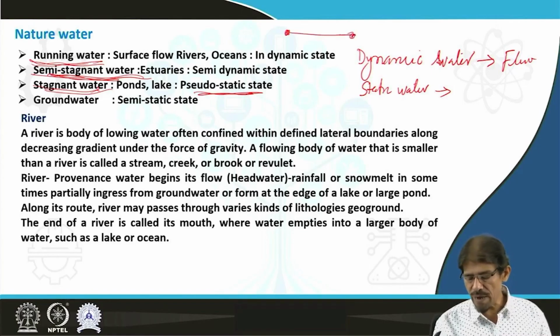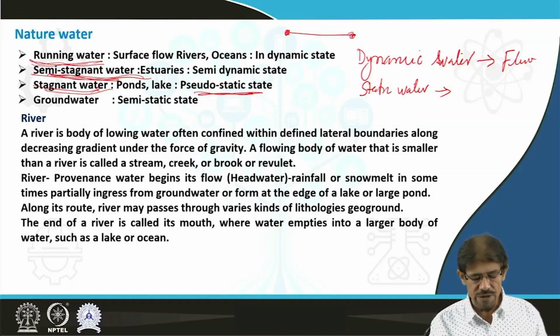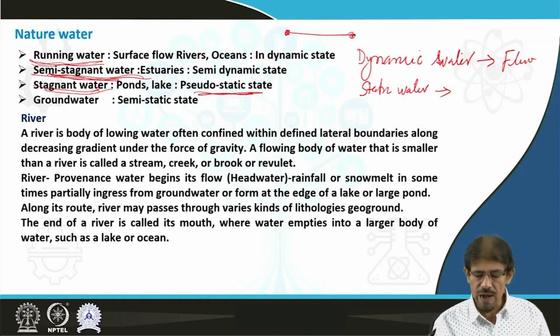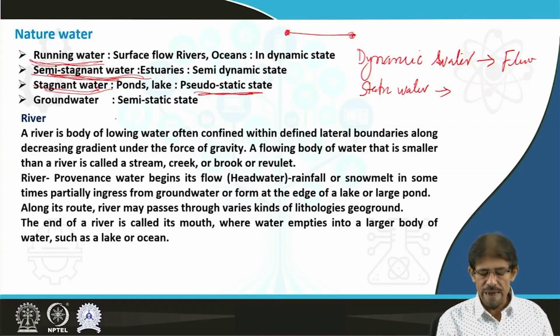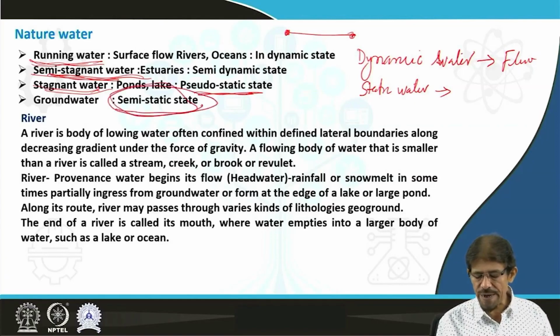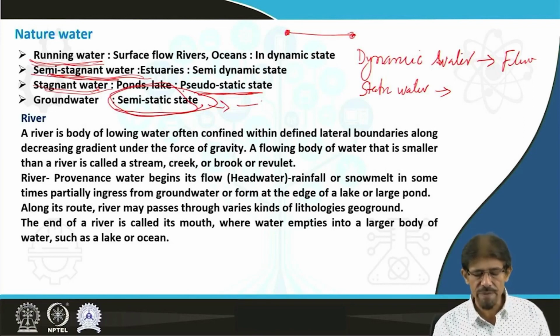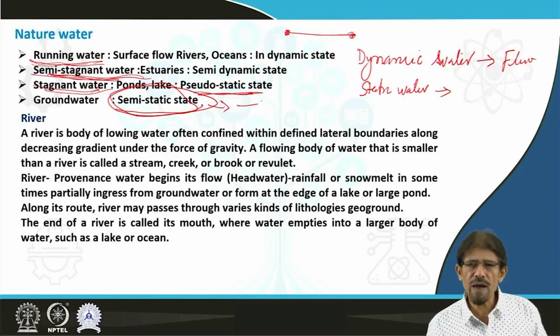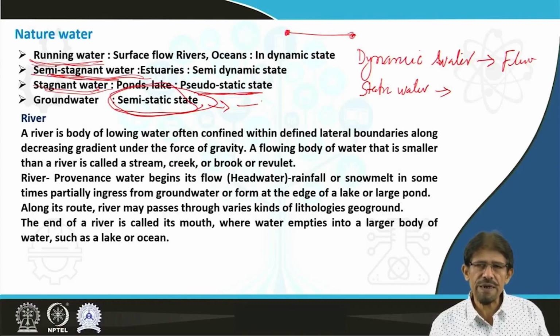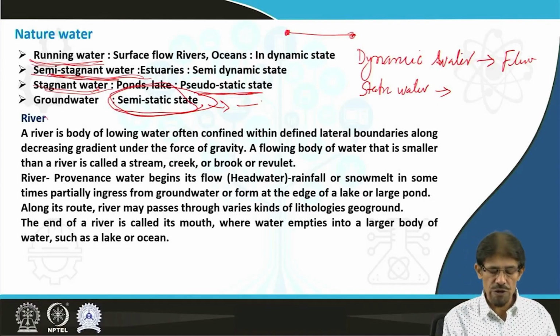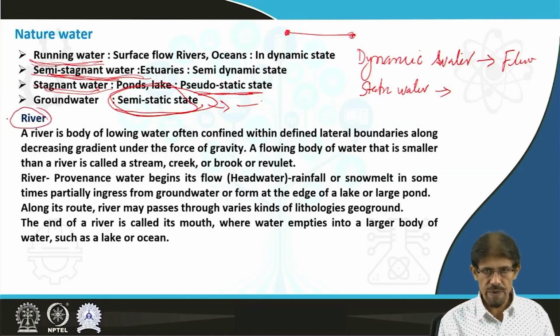Then some of the water we are here discussing with respect to the change in position. Although minor fluctuations are always available in the case of estuaries, lakes, or ponds. Then groundwater is semi-static in nature, sometimes becoming dynamic and sometimes becoming static. So one excellent example of dynamic water we are going to discuss is the river.